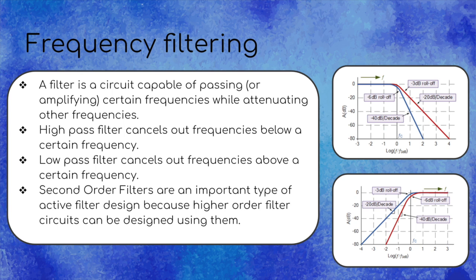A filter is a circuit capable of passing or amplifying certain frequencies while attenuating other frequencies. Thus, a filter can extract important frequencies from signals that also contain undesirable or irrelevant frequencies. A high-pass filter cancels out frequencies below a certain frequency, and a low-pass filter cancels out frequencies above a certain frequency. Second-order filters are an important type of active filter design because higher-order filter circuits can be designed using them.